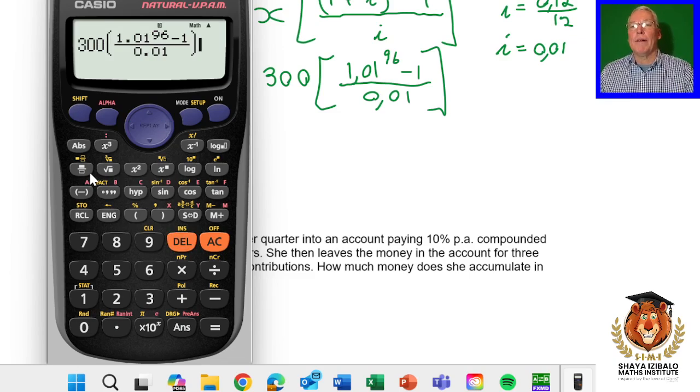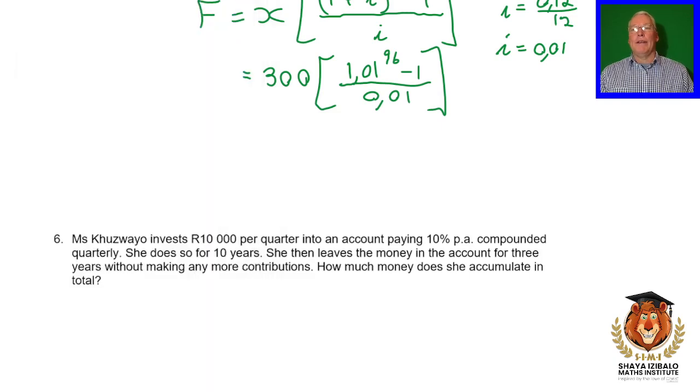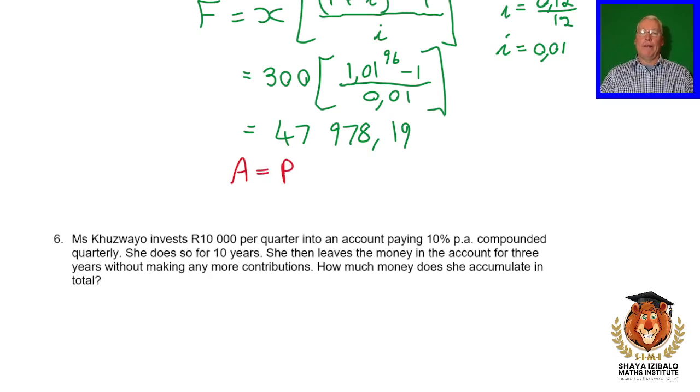Yeah, I've got a bracket there that I don't need. There it is: 47 978 19. Now, I don't carry on making payments, but this money sits in the bank and continues to earn compound interest. Remember this formula? This is our basic bread and butter compound interest formula.